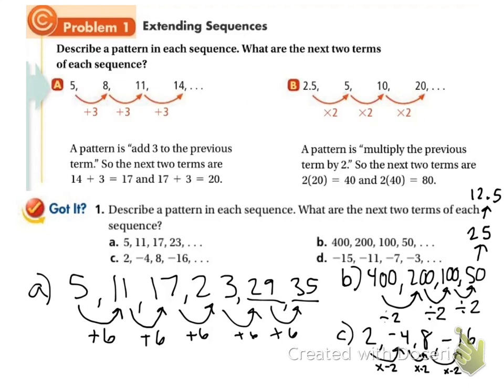2 times negative 2 is negative 4. A negative times a negative, negative 4 times negative 2, gives me a positive 8. 8 times negative 2 gives me negative 16. So my next one would be negative times a negative, it's going to be a positive, so 32. And after that, I'd get negative 64.